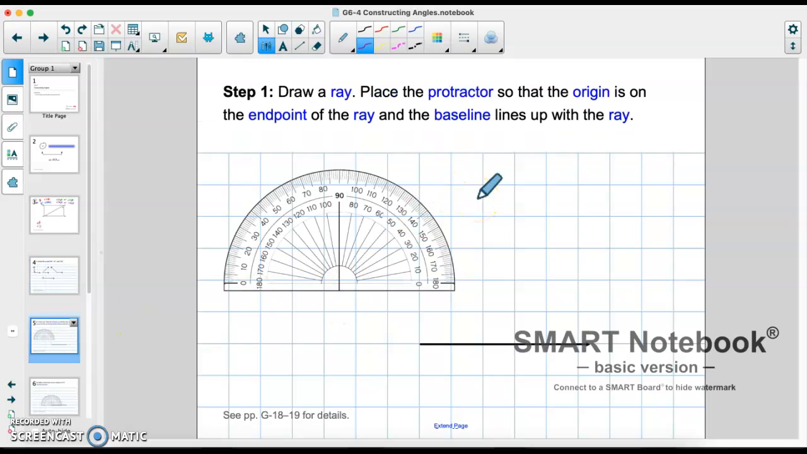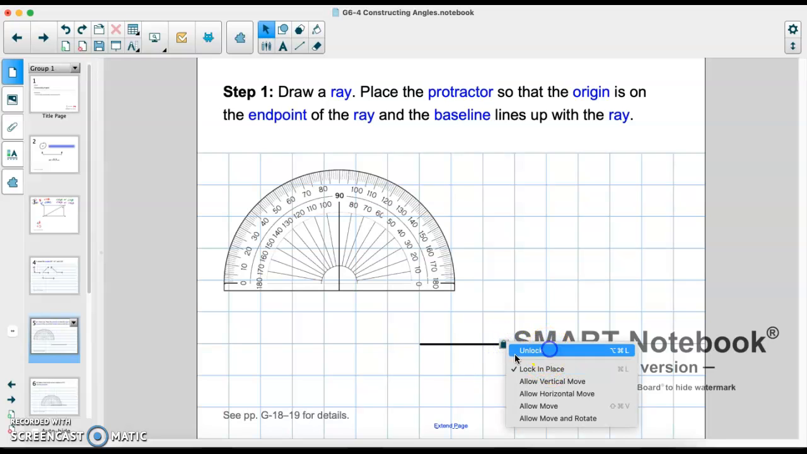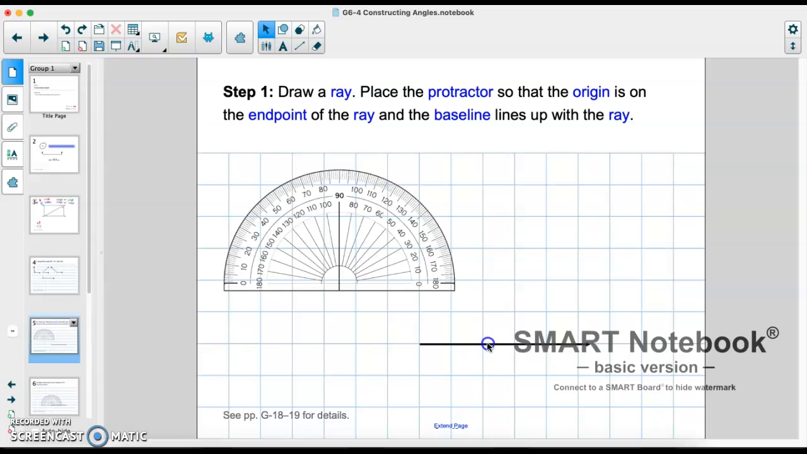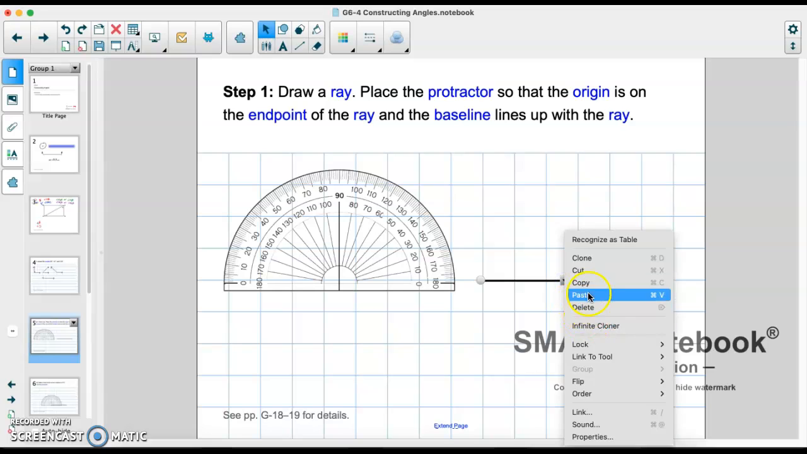So what it says is they would like us to draw a ray, which is already drawn for us. I might move it away from the watermark, but I would need to unlock it first. And see if, oh, there we go. I'll just move it over here, and then I will lock it back in place.